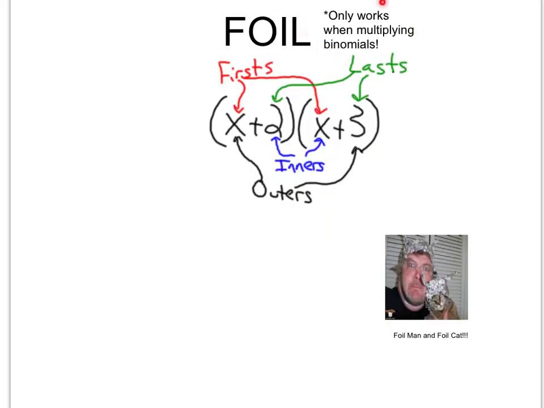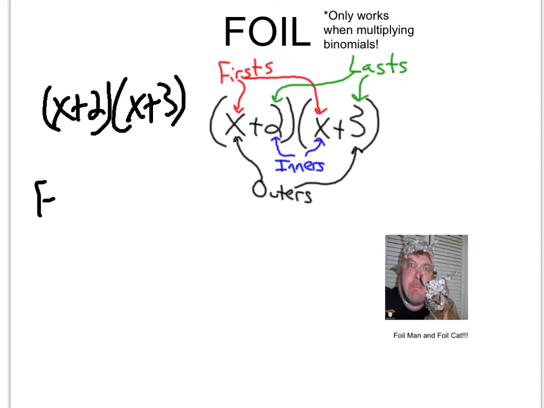So first note up here is FOIL only works when multiplying binomials. And the reason it's called FOIL is because what it means is multiply the firsts, the outers, the inners, and the lasts, and then add them all together. Okay, so FOIL: firsts, outers, inners, lasts when we multiply binomials. So for example here, x plus 2 times x plus 3.